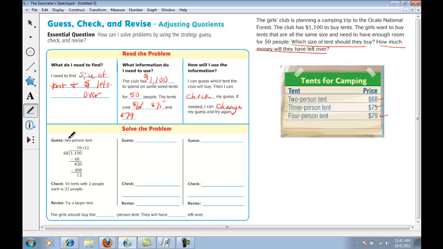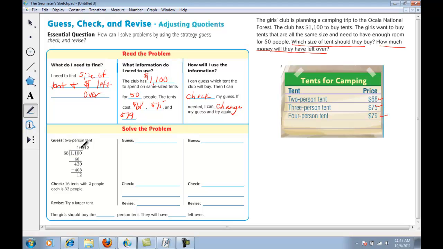I'm guessing here first that they're going to buy a 2-person tent. So I'm going to divide $1,100 by 68 because that's how much each tent costs. I can see here that I have 110 tens that I'm putting into 68 groups. That's 1 in each group. So I'm going to use up $68 in the groups. I'm going to have 42 tens left over that won't fit into groups. So I'm going to break that up into 421 ones. And then I'm going to divide my 421 ones into 68 groups.